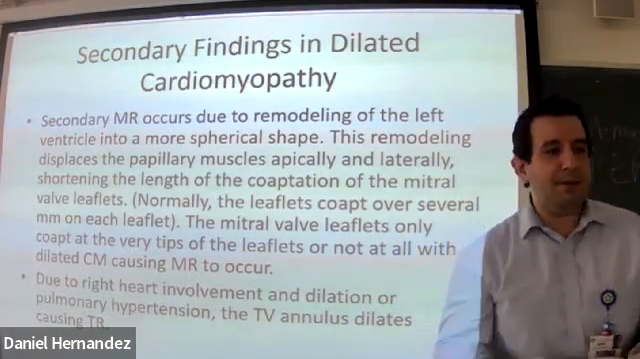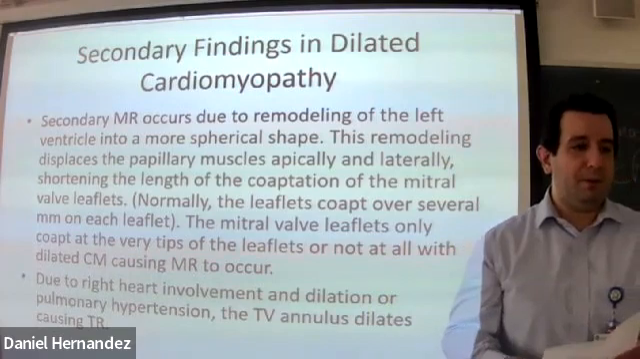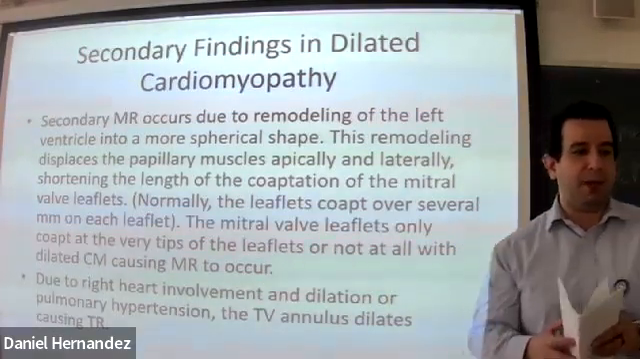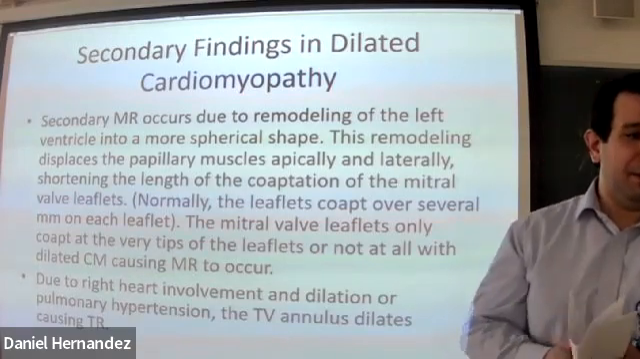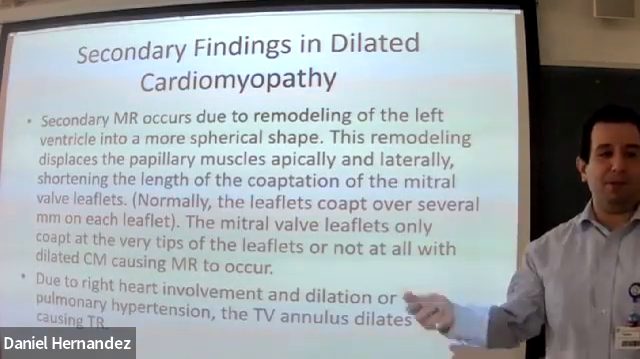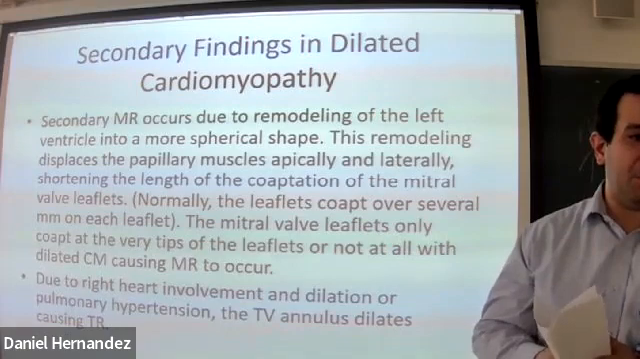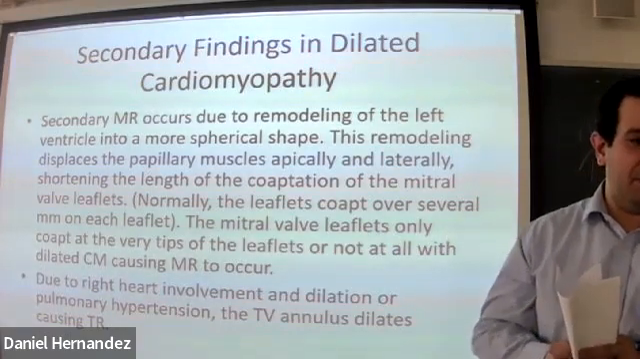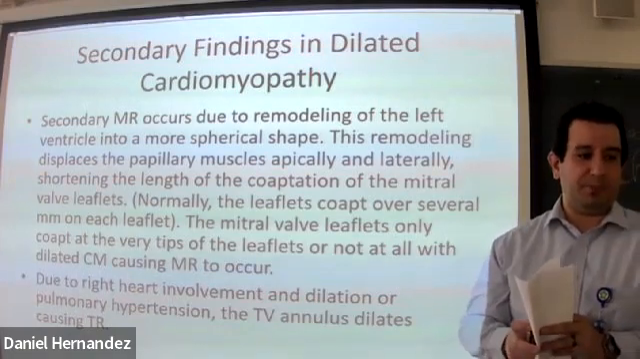So secondary findings. Secondary MR occurs again due to the remodeling of that ventricle into a more spherical shape. That remodeling displaces those papillary muscles, so the valve leaflets aren't able to coapt properly. And this just leads to ever increasing and worsening mitral regurg.